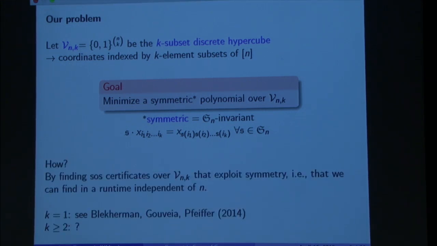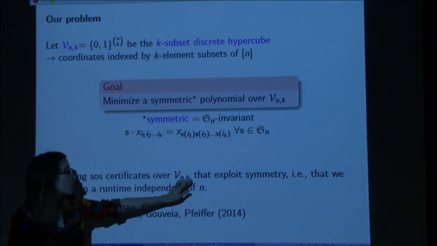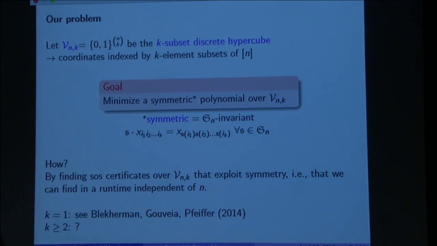So how do I want to do that? Well, I want to do it in a clever way, right? Optimization and certifying non-negativity are really two sides of the same coin. We're going to see it in a few seconds. But I want to do this by finding sum of squares certificates over my K-subset discrete hypercube in a way that exploits symmetry. I want to find a runtime that is independent of the number of variables.